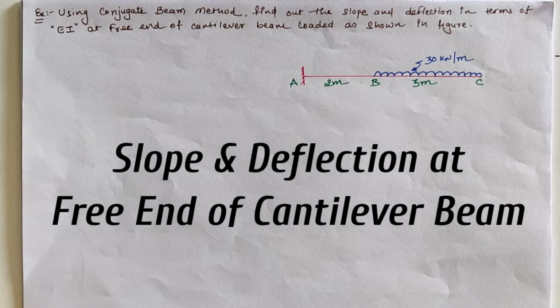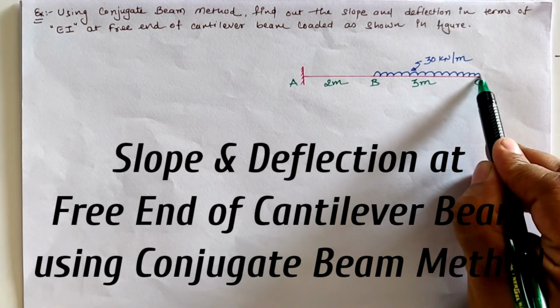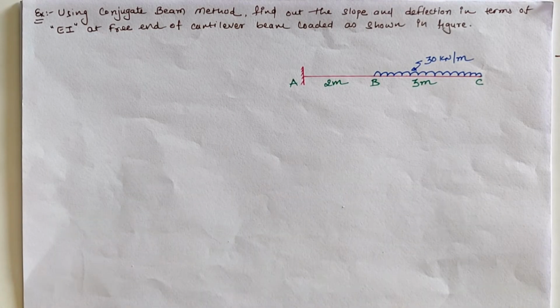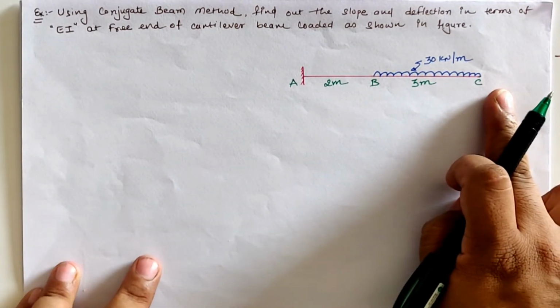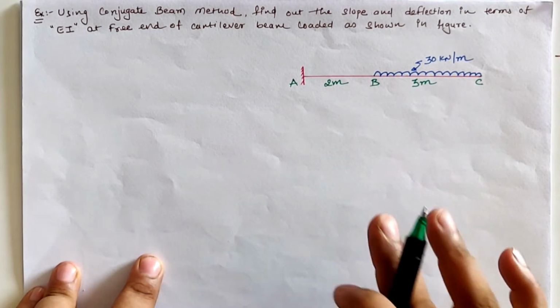Hello friends, today we are going to calculate the slope and deflection at this free end using the conjugate beam method in terms of EI. Now for using the conjugate beam, first we have to convert this given beam into a conjugate beam, and according to the definition, the length of the span is similar in the actual beam and conjugate beam.